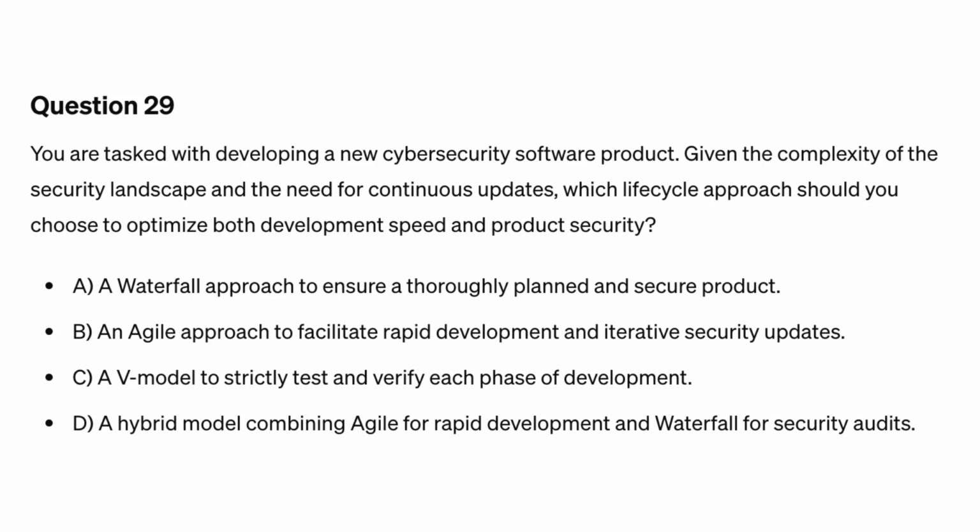Question 29. You are tasked with developing a new cybersecurity software product. Given the complexity of the security landscape and the need for continuous updates, which lifecycle approach should you choose to optimize both development speed and product security? A. A waterfall approach to ensure a thoroughly planned and secure product. B. An agile approach to facilitate rapid development and iterative security updates. C. A V model to strictly test and verify each phase of development. D. A hybrid model combining agile for rapid development and waterfall for security audits.